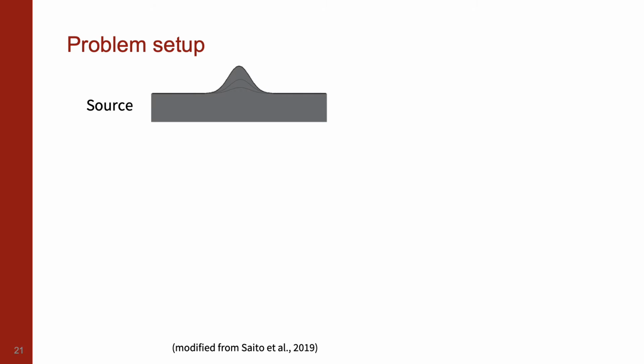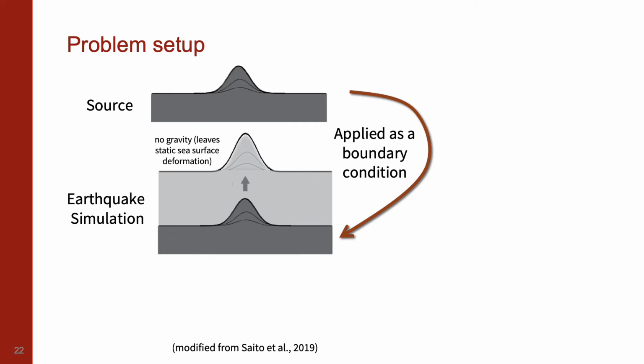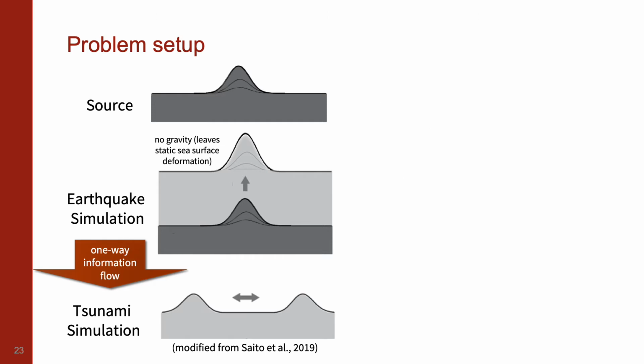Just to recap, we have a velocity function source that is a Gaussian in space and time. This source is applied to an earthquake simulation through a velocity boundary on the sea floor. In the earthquake simulation, there is no gravity as the restoring force. Therefore, a permanent deformation forms on the sea surface. Information is then passed from an earthquake simulation to the tsunami simulation.